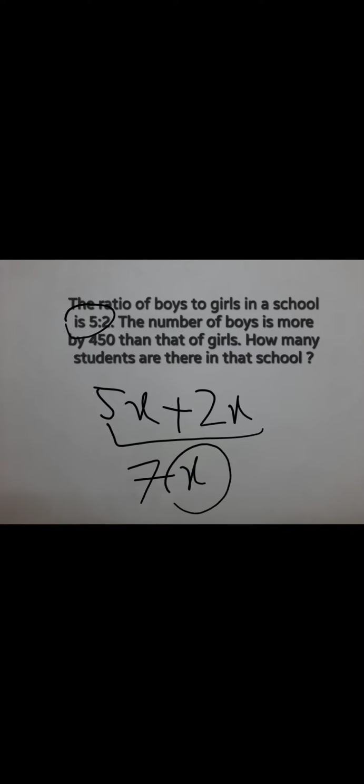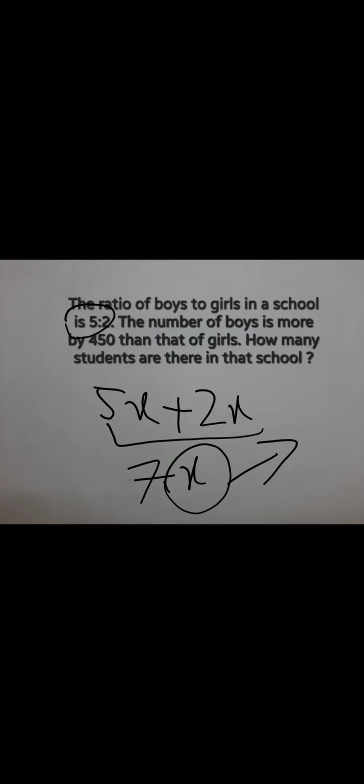So let's make the equation first, that is 5:2. The equation is 5x plus 2x. The total is 5 plus 2, that is 7x. So now the question arises: what's the value of x? We need to first calculate the value of x, and it's extracted from the question statement. How are we getting the value?